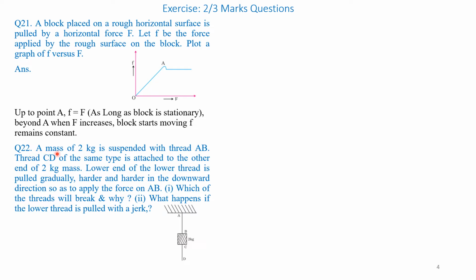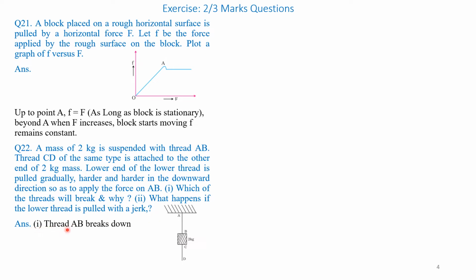Question number 22. A mass of 2 kg is suspended with a thread AB. The thread CD of the same type is attached to the other end of the 2 kg mass. Lower end of the thread is pulled gradually, harder and harder in the downward direction so as to apply the force on AB. Part 1: which of the threads will break first and why? Part 2: what happens if the lower thread is pulled with a jerk? Answer.